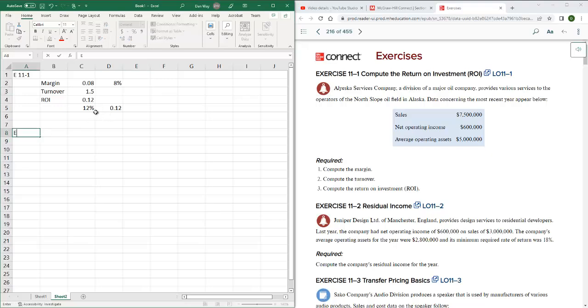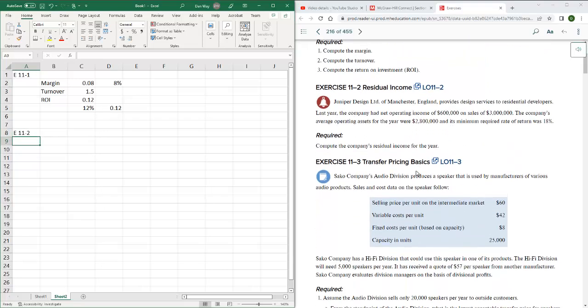All right, moving right along then to 11-2, right below that. Let's do a quick calculation here of residual income, another performance measure that is fairly common in practice and was designed to overcome some of the limitations of ROI in some cases. So that said, Juniper Design provides design services to residential developers. Last year, the company had net operating income of $600,000 on sales of $3 million. The company's average operating assets for the year were $2,800,000, and its minimum required rate of return was 18%.